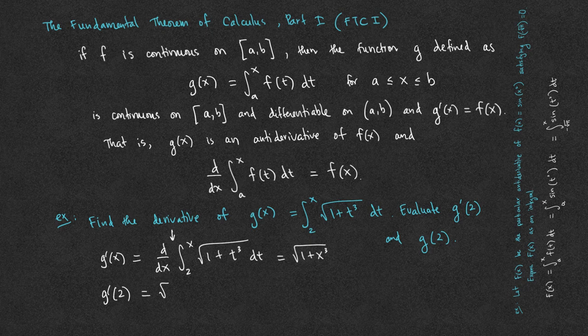This is g'(x), and so g'(2) is the square root of 1 plus 2 cubed, which is square root of 9, or 3. But g(2) is defined to be the integral from 2 to 2, when x is 2, of the square root of 1 plus t cubed dt. But the integral from 2 to 2 is 0 because there's no area between 2 and 2.